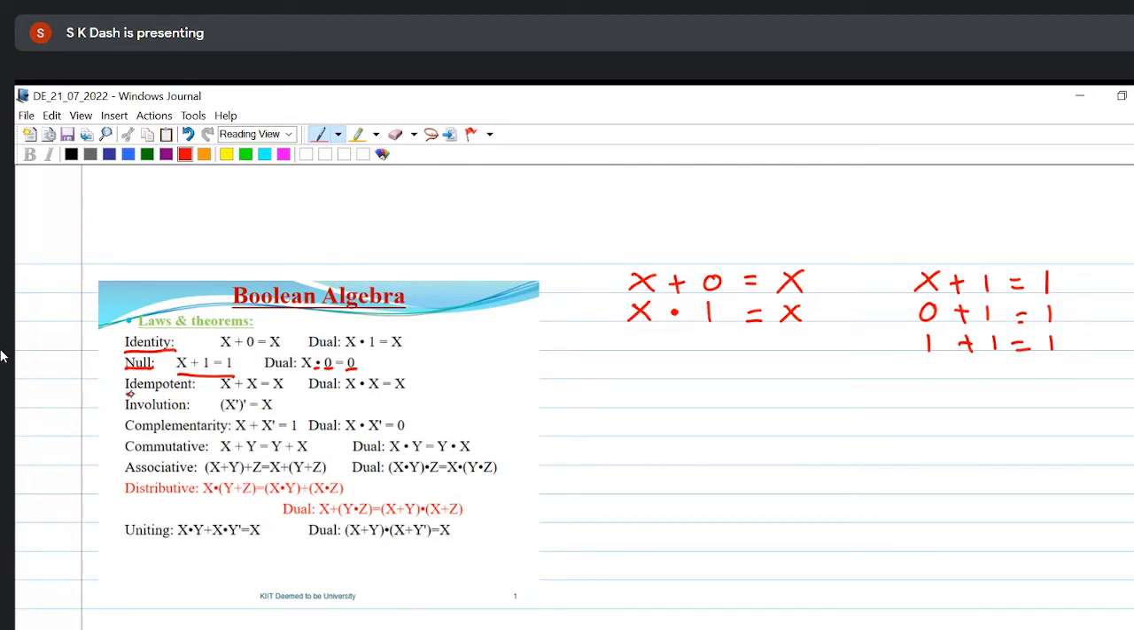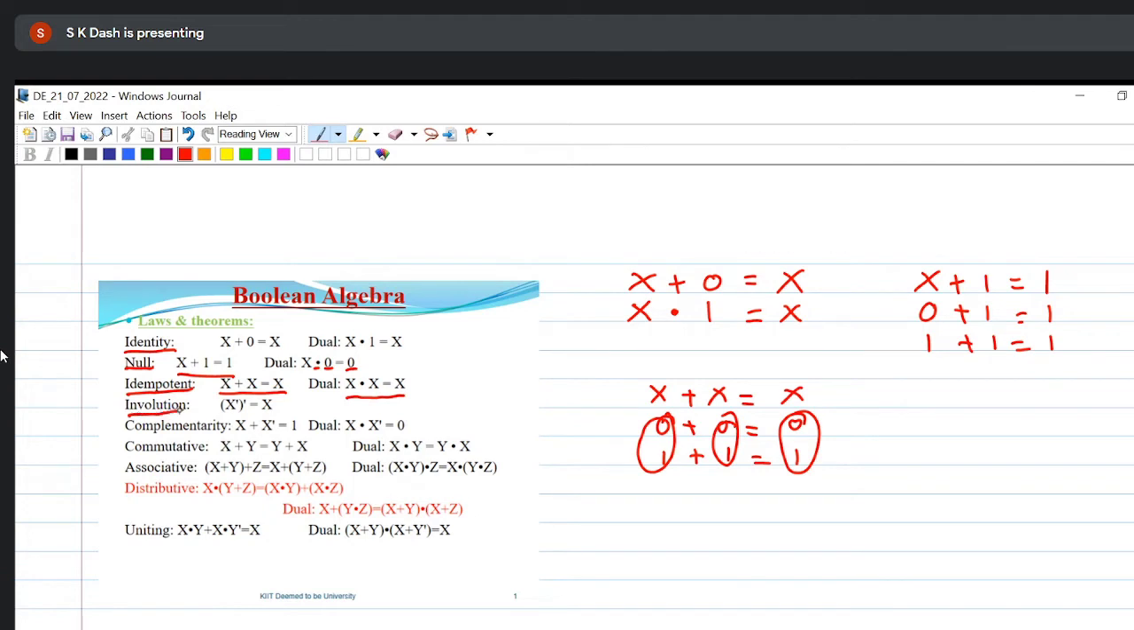Next one, idempotent. As per this, x plus x is equal to x. As we discussed, 0 plus 0 is 0 and 1 plus 1 is 1. So whatever is the value of x, we get the same thing in the output. So x plus x is equal to x. That means if you logically add two same inputs, the output will be that variable only. Its dual will be x dot x equal to x.